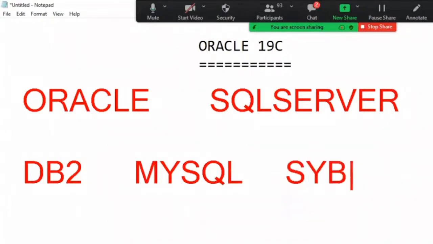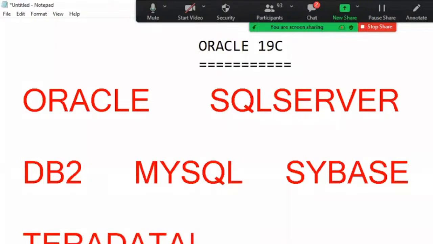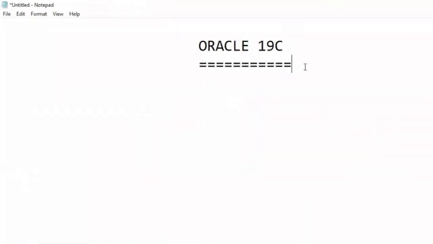Again, Sybase is a database product from Ingres Corporation. Again, Teradata. Maybe so many fellows have an idea, data warehousing application programmers. Teradata is a database product from NCR Corporation. SQLite is a database product. Like this, so many database products are there from different companies. That's why Oracle is always one of the popular database products.